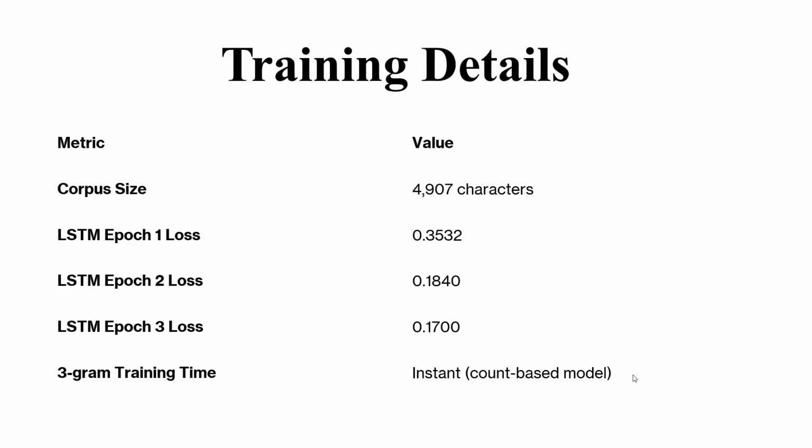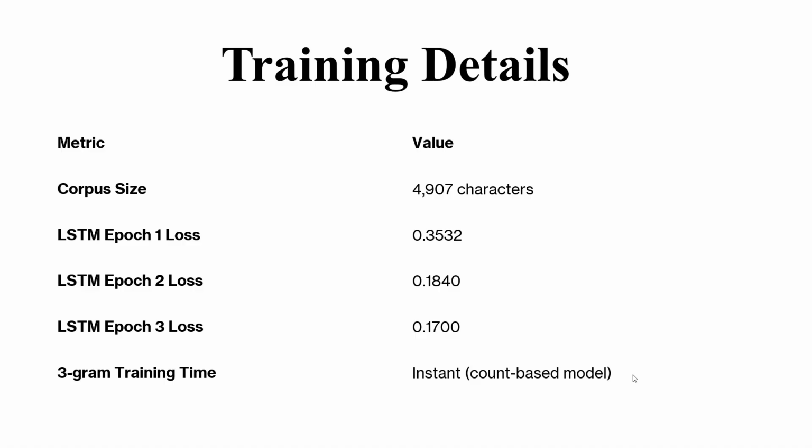Here are a few training details. The combined corpus had 4,907 characters in total. That's not a huge amount of data, so this is a low data setting. For the LSTM, I trained for 3 epochs. The training loss started at around 0.35 on the first epoch. Second epoch dropped to 0.18, and finally for the third epoch, 0.17. That steady decrease shows that the LSTM was learning to predict the next tile better over time.